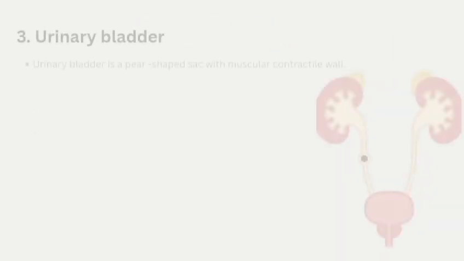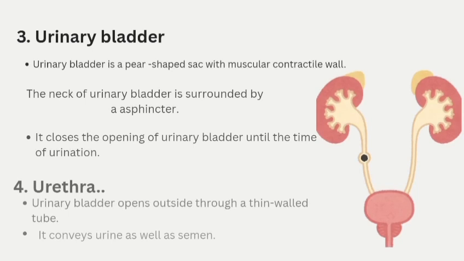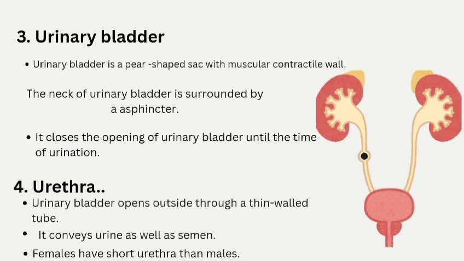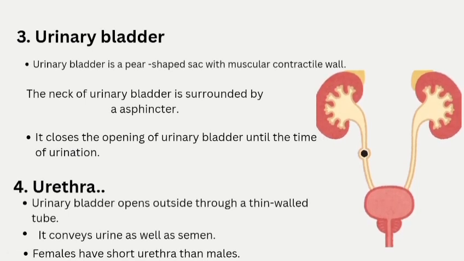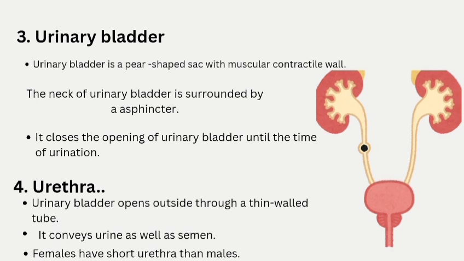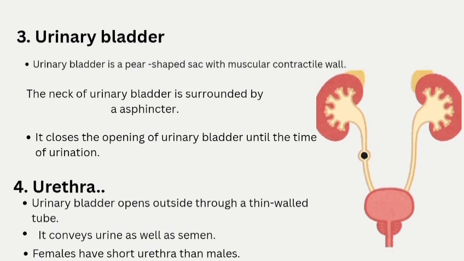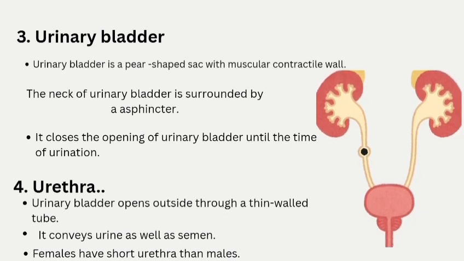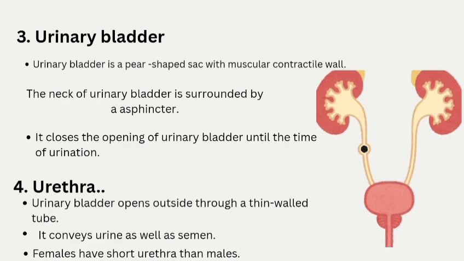Third is the urinary bladder. It is a pear-shaped sac with a muscular contractile wall. The neck of the urinary bladder is surrounded by a sphincter. It closes the opening of the urinary bladder until the time of urination. And the last one is the urethra. The urinary bladder opens outside through a thin-walled tube called urethra. It conveys urine as well as semen. Females have a shorter urethra than males.